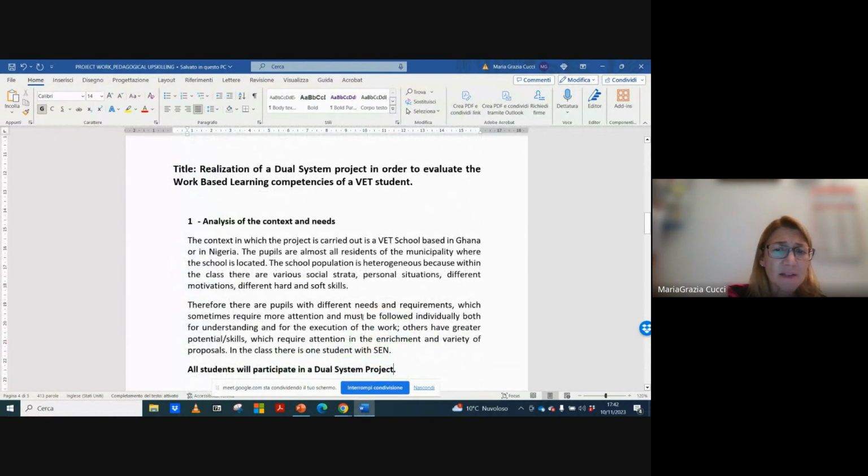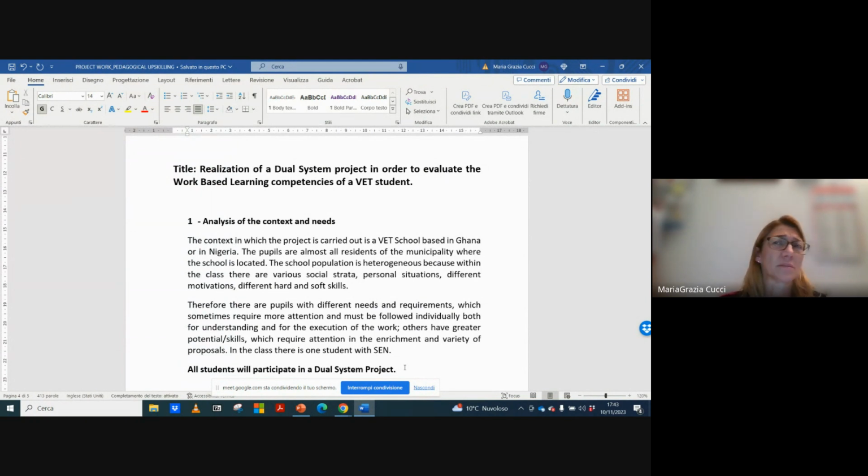So I tried to make this project work as near as possible to your reality. So, analysis of the context and needs. The context in which the project is carried out is a vet school based in Ghana or in Nigeria, so your specific school. The pupils are mostly residents of the municipality where the school is located. I'm not sure that this is true.